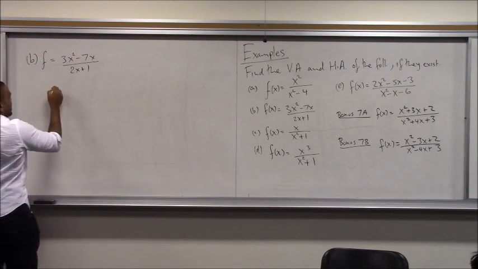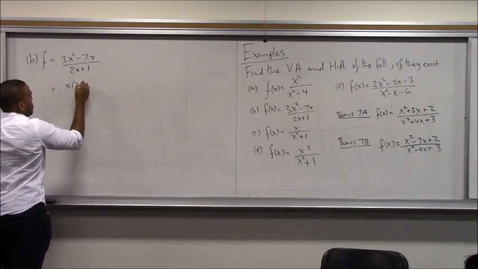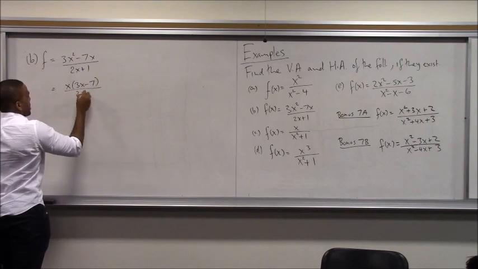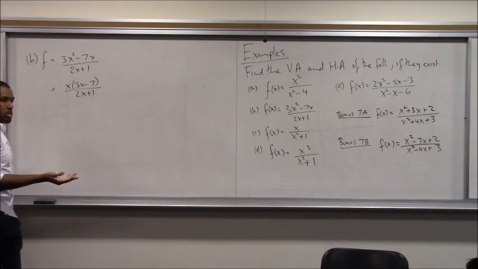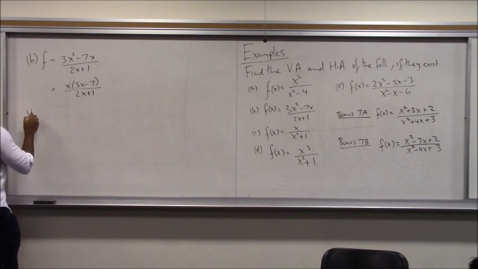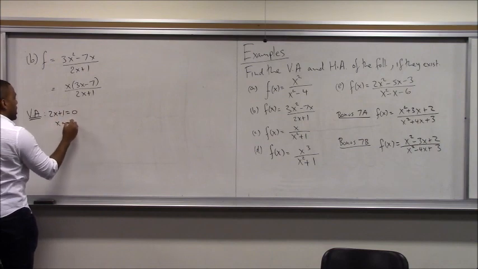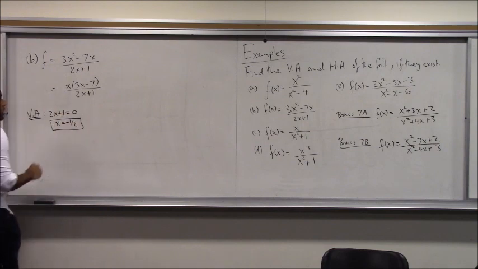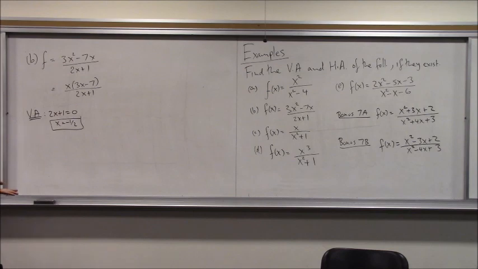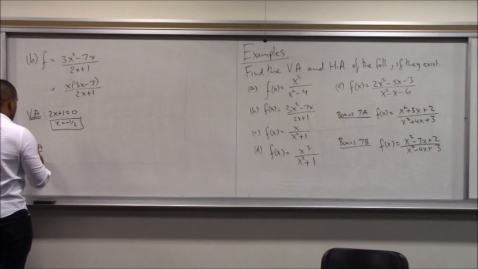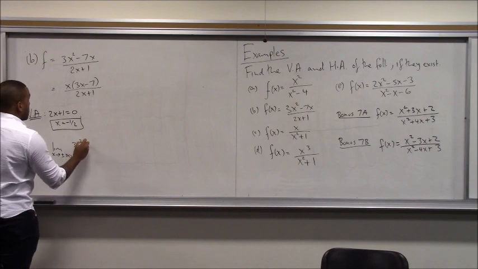One thing you'll notice, you can factor the top, but nothing's going to cancel, obviously. So in terms of the vertical asymptote, this means 2x plus 1 equals 0, so x equals minus 1/2. That's your vertical asymptote. That makes the denominator 0, and there's nothing to cancel that from happening. For the horizontal asymptote, you're just going to find the limit as x approaches positive or negative infinity of this function.